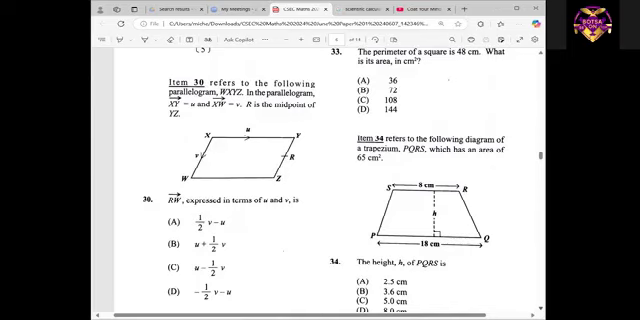Item 3 refers to the following parallelogram WXYZ. In the parallelogram, XY is equal to U and XW is equal to V. R is the midpoint, the middle point. Anytime you see midpoint, it means that letter is in the middle, which means it divides the line, or the vector in this case, in half, into two equal parts. So sometimes you have to read through the line. They are asking us for vector RW expressed in terms of U and V.